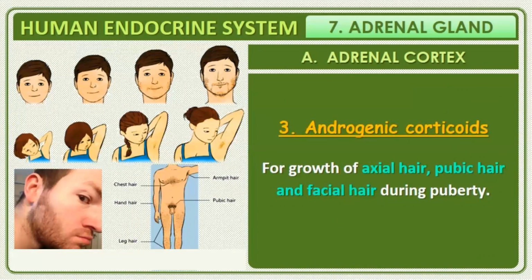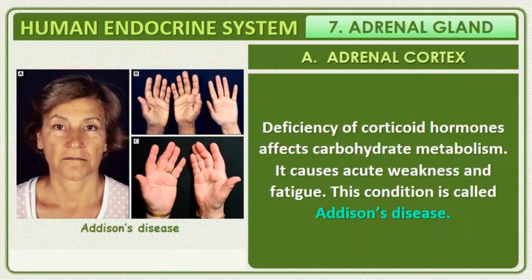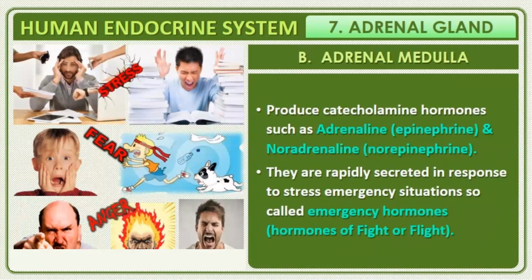The third one is androgenic corticoids. Androgenic corticoids are essential for the growth of axillary hair, pubic hair, and facial hair during puberty. Deficiency of these corticoid hormones affects carbohydrate metabolism, and it causes acute weakness and fatigue in the body. This condition is called Addison's disease.